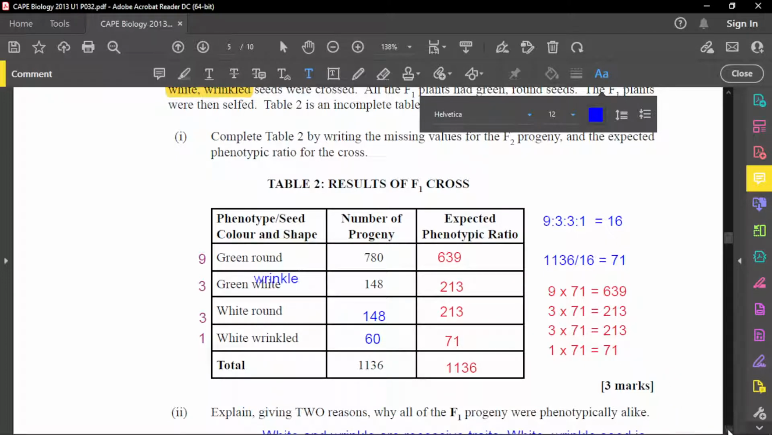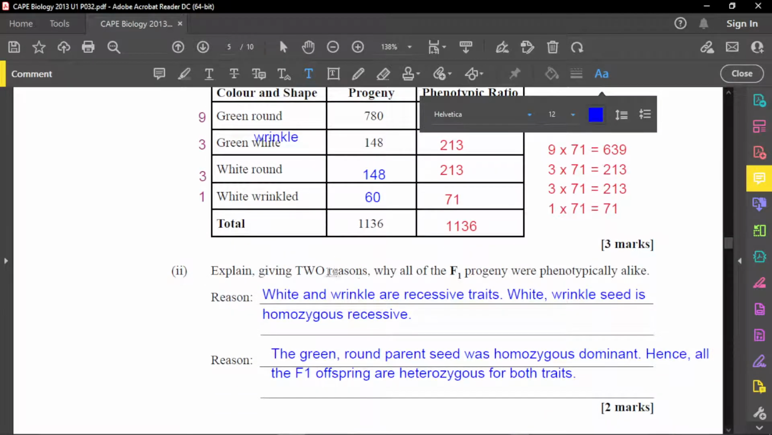Now, for part 2 of this question, it says explain, giving 2 reasons why all F1 progenies were phenotypically alike. One reason is that white and wrinkled are recessive traits, and the white wrinkled seeds are homozygous recessive. The other part of the reason is that the green round parent seeds were homozygous dominant, and hence all F1 offspring are heterozygous dominant, because the heterozygous dominant trait will be prominent over the recessive trait, right? So they will suppress the recessive trait, in other words.